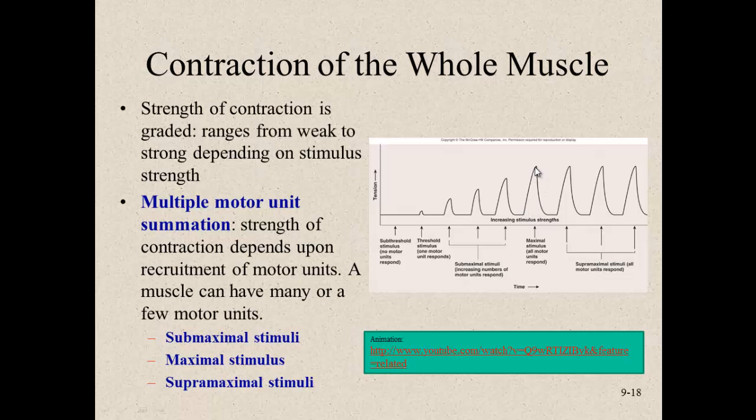Until we get to this point here, we can see all the motor units are stimulated, they're all responding. Therefore, we have maximal tension in that muscle, and we can't achieve any more strength because all the motor units are responding. So even if we stimulate it more, a supramaximal stimulus compared to just a maximal stimulus, we're not going to get any more strength out of that muscle because all the motor units in that muscle are already responding.